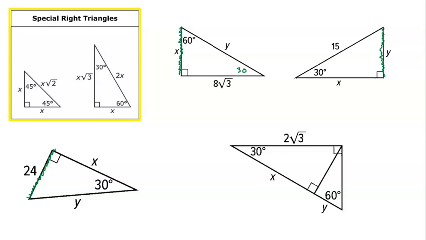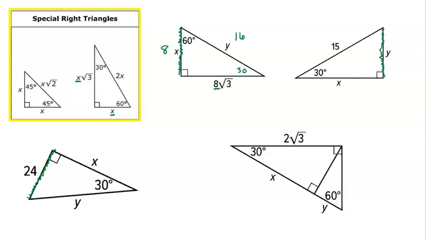then it's going to be, notice that our short leg is going to be what's out in front of that square root of 3. And so that means this has to be 8. And then from here, it's going to be 8 times 2, which gives us 16.